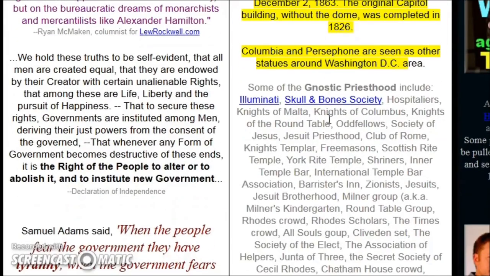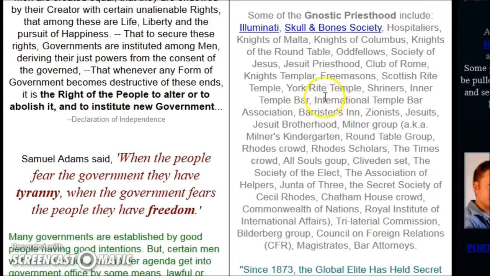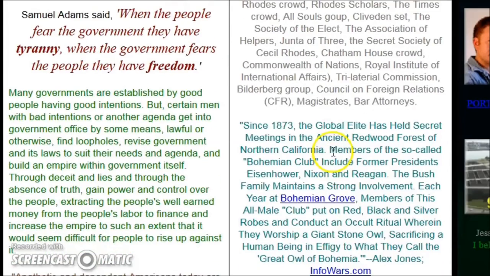Now, going down a little further, we see that the Gnostic priesthood includes the Illuminati, Skull and Bones Society, which John Kerry and the Bushes are members of, Knights of Malta, Knights of Columbus, all the secret societies. And then the ones you've probably heard of down here, we see the Secret Society of Cecil Rhodes, the Rhodes Scholar, Chatham House Crowd, Commonwealth Nations, the Royal Institute of International Affairs, the Trilateral Commission, which is run by the Rockefellers, the Bilderberg Group, the Council on Foreign Relations that the Clintons and many, many presidents have belonged to, and the magistrates and bar attorneys.